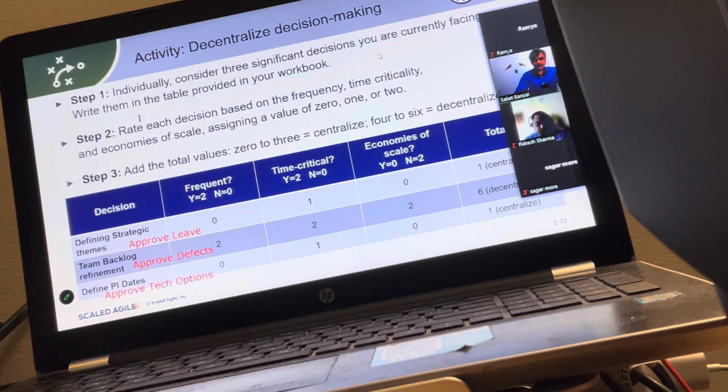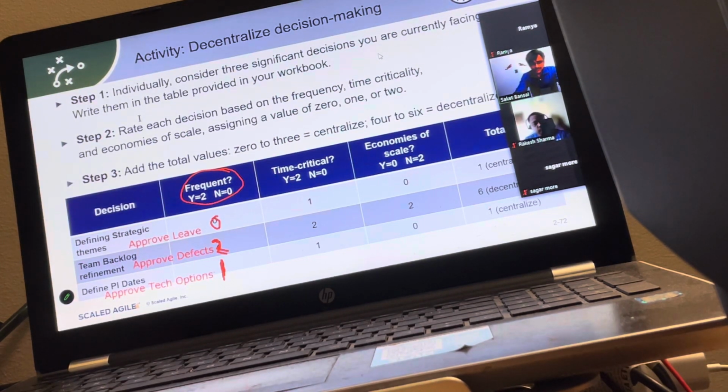Now we are trying to identify, is it something you do frequently or you do once in a while? Yeah, frequent, yes or no. So I can say that approve defect I do frequently. Yeah. Tech options decently frequent, not that frequent. Approve leave, not that frequent. Once in a while we have a situation. So assuming they are doing it like this.